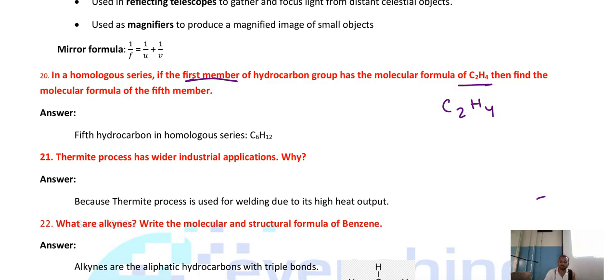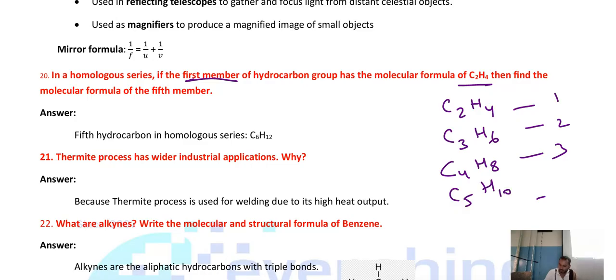Then second member, this is first member, this is second. Third member, fourth member, fifth member, C6H12. Hey, I've written correct only. See this? Great. C6H12. Understood how we got C6H12? Understood? This is how we got it.